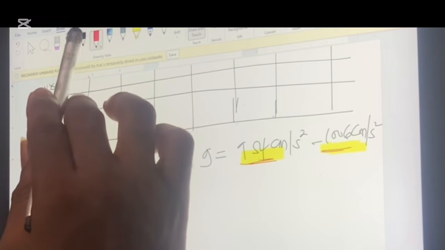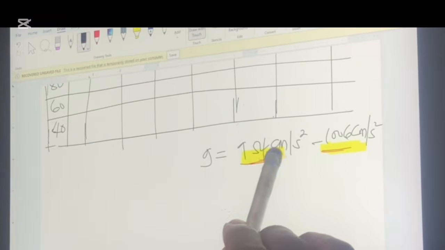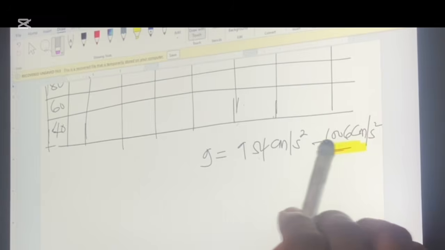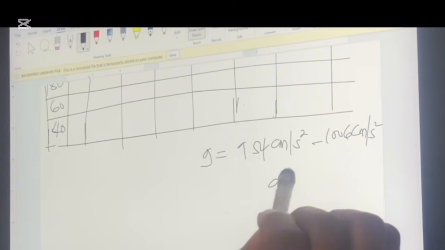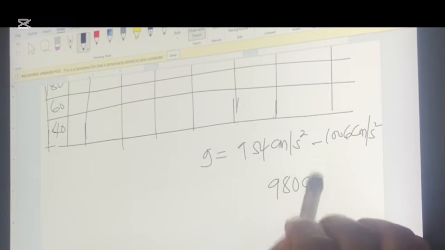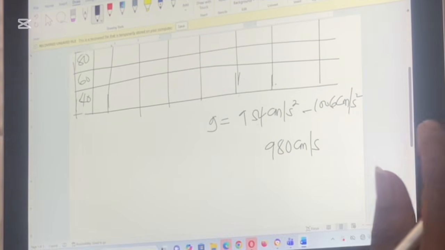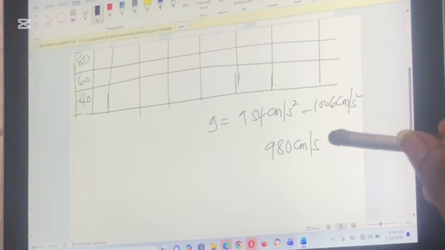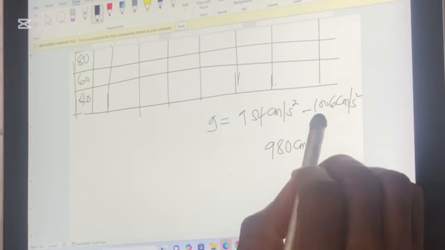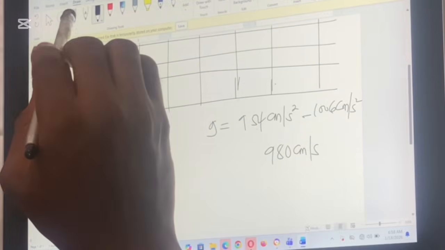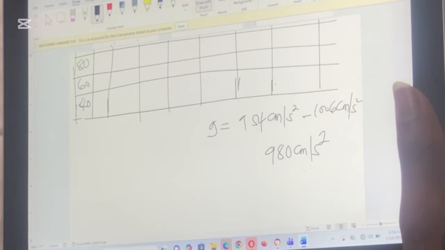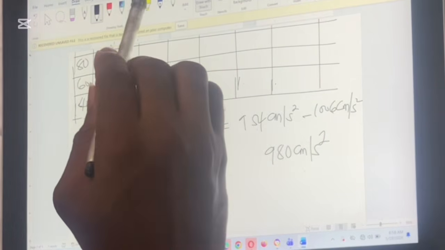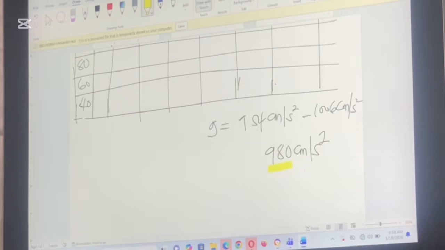But we all know that if we say the range of g is this, it also means that the value of g can be 980 cm per second square. 980 cm per second square is also part of the range. Please take note. So this is actually the accurate value also.